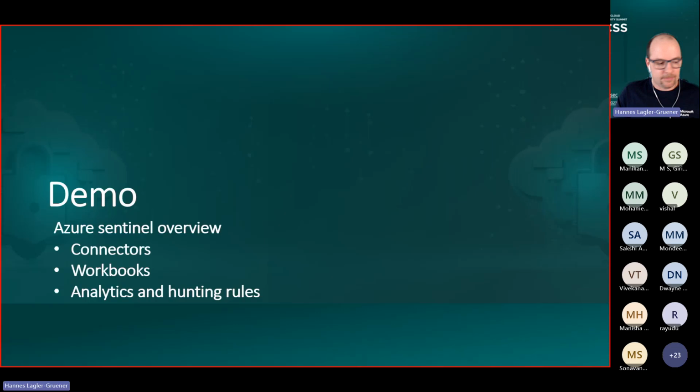Okay, so let's go to the first demo, a demo about Microsoft Sentinel. I will give you an overview of Sentinel, how it looks, and an idea of how many connectors are available. Then we go to the workbooks. You can see what the built-in workbooks are, how you can customize them, or how you can implement your own workbooks. And at the end, I will show you analytics and hunting rules from Microsoft Sentinel.